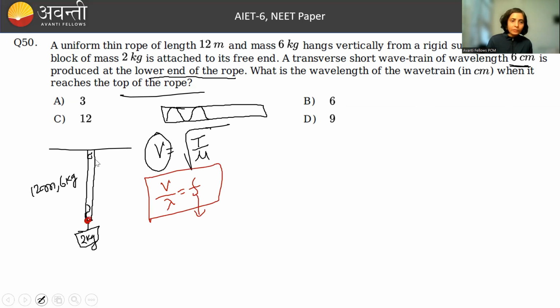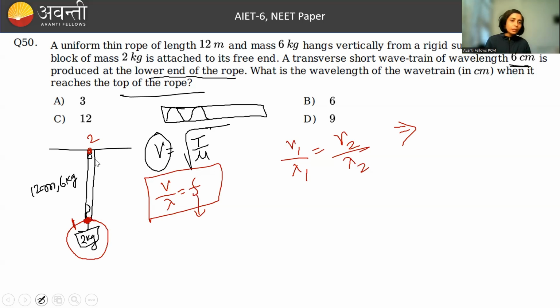At this point, if frequency is f, at this point also frequency will be f. That is, if this is point 1 and this is point 2, then V1 by lambda 1 should be equal to V2 by lambda 2. Now, V1 value is how much? That we need to first calculate. So, at this point, tension will be what? Tension in such a scenario gets determined by how much mass is hanging from that point.